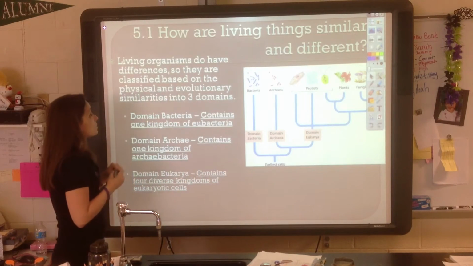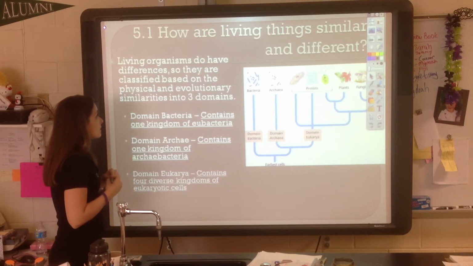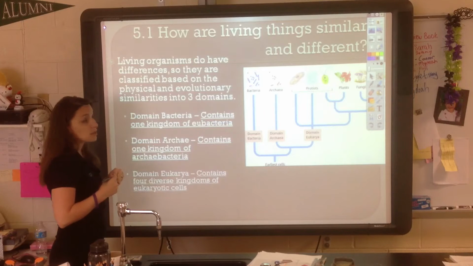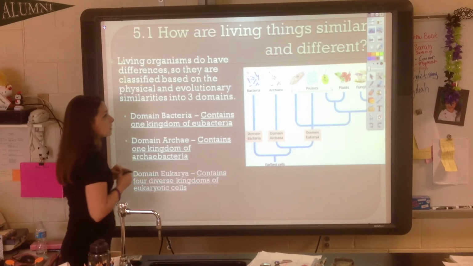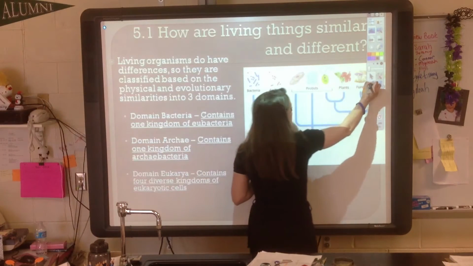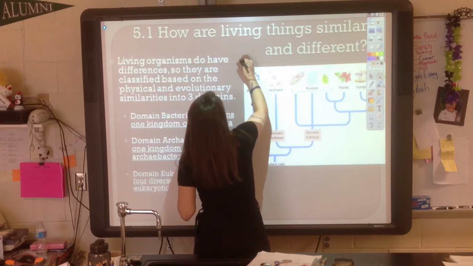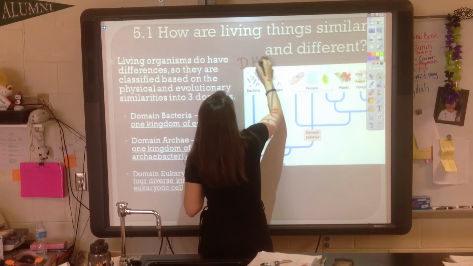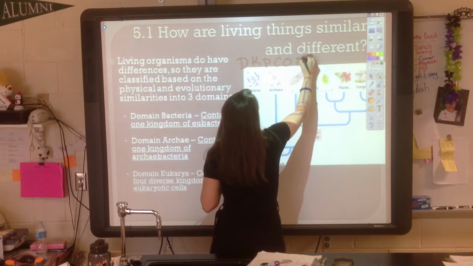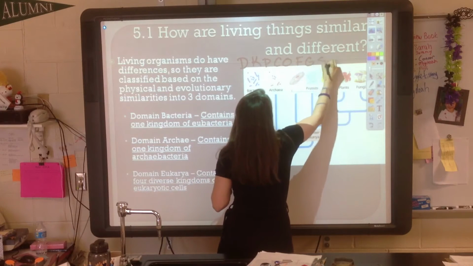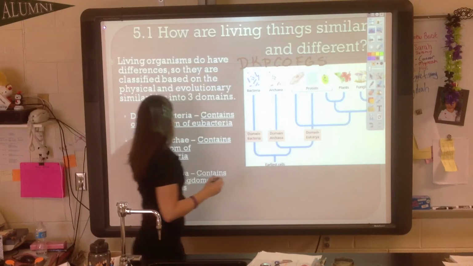Living organisms do have differences, so they are classified based on physical and evolutionary similarities. How are these organisms similar to each other? Into 3 domains. Remember, if you'll write out to the side, that our levels of classification are domain, kingdom, phylum, class, order, family, genus, and species. So we have 3 domains.